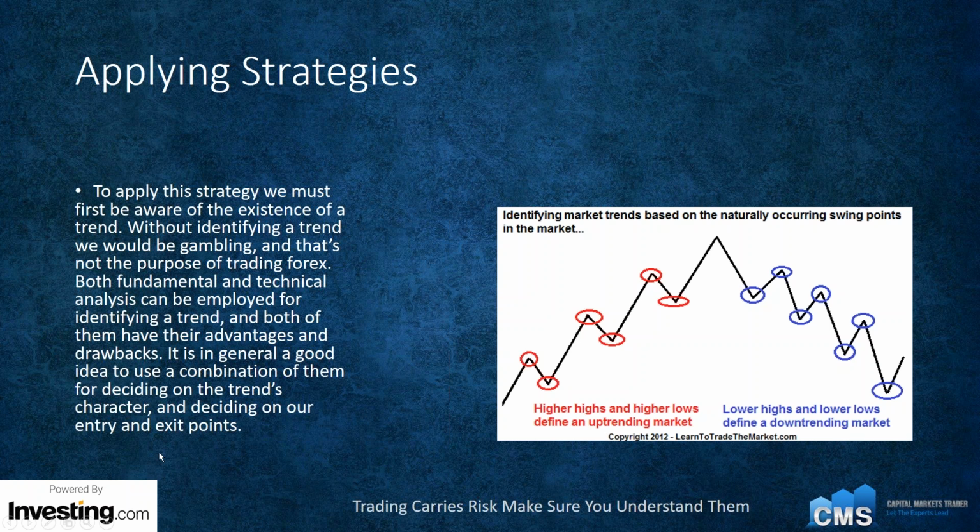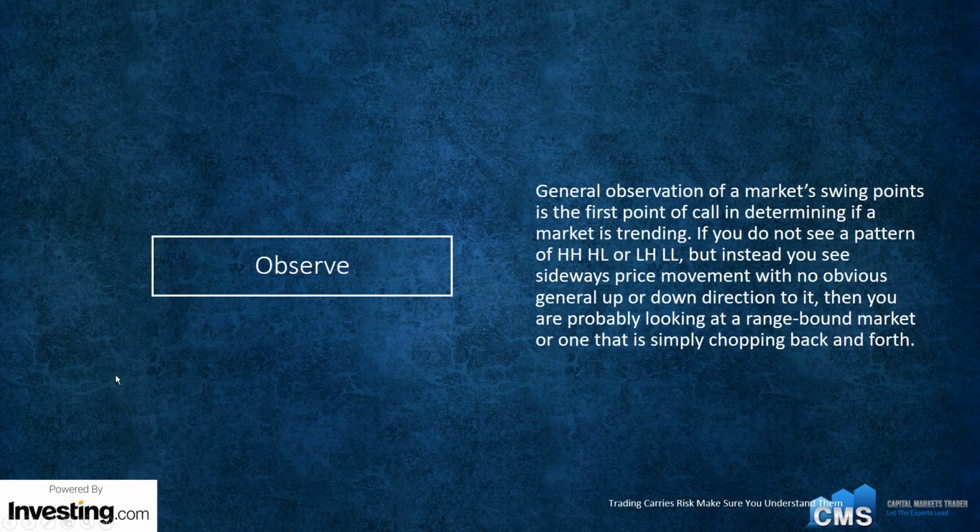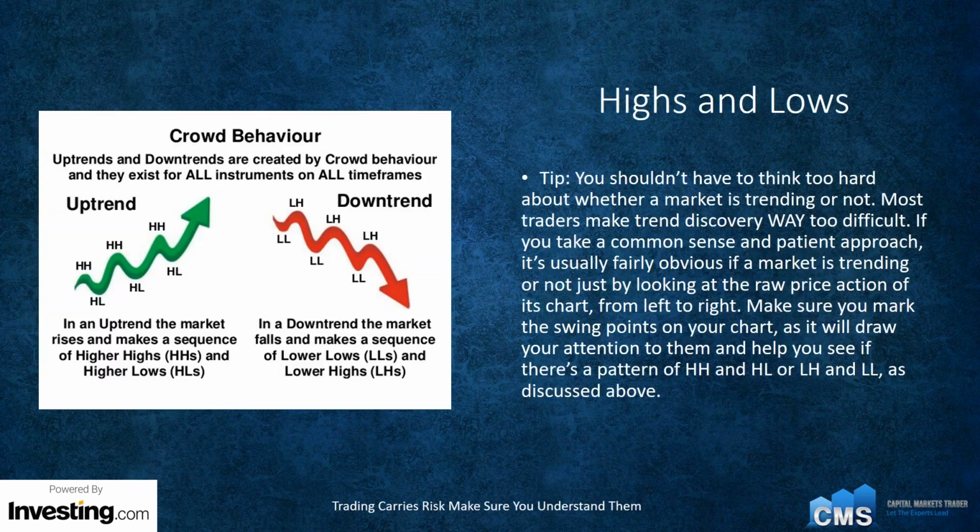Now, when these prices are plotted on a chart, we have to be able to interpret them. And the first line, or the most important line we have, is our trend line. General observation of a market's swing points is the first port of call in determining if a market is trending. If you do not see a pattern of higher highs and higher lows, or lower highs and lower lows, but instead you see sideways price movement with no obvious general up or down direction to it, then you are probably looking at a range-bound market, or one that is simply chopping back and forth. And it's not going to give you an opportunity to trade the trends.